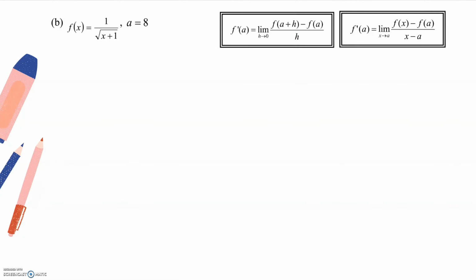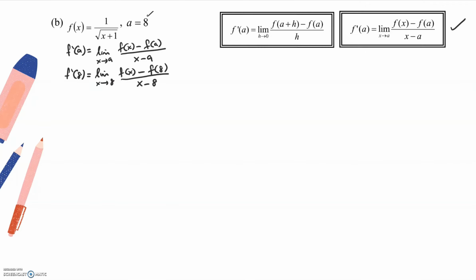Let f(x) be equal to 1 over square root of x plus 1 and a is equal to 8. So I'm going to use the second formula. f prime of a is equal to the limit as x tends to a of f(x) minus f(a) divided by x minus a. Our a is equal to 8, therefore we have f prime of 8 is equal to the limit as x tends to 8 of f(x) minus f(8) divided by x minus 8.